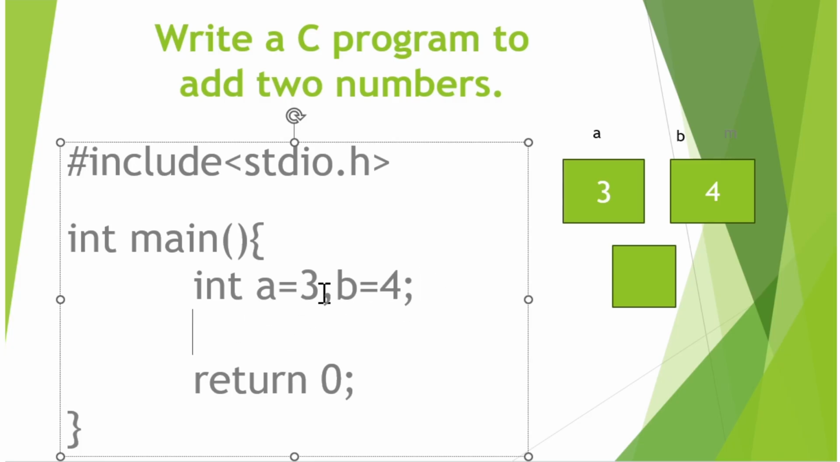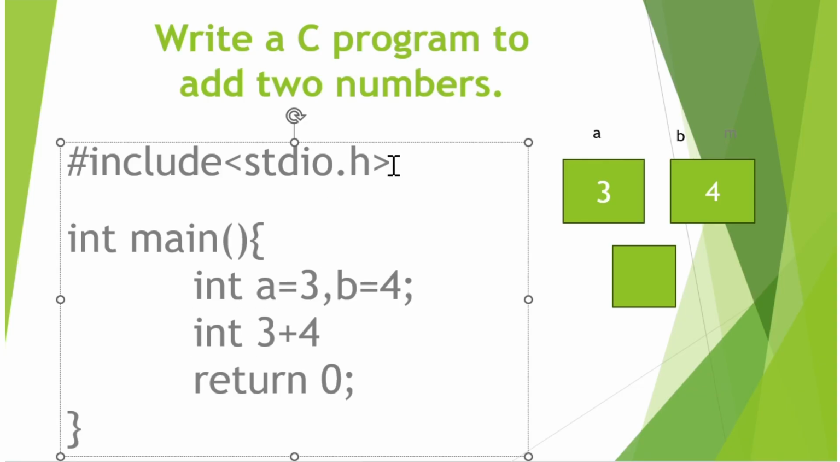Now I have to add these two numbers. To add these two numbers, I will write a plus b. I can also write 3 plus 4. Now again I have to store the addition of these two numbers somewhere. Without storing also I can do all this, but first we will see how we will store it.